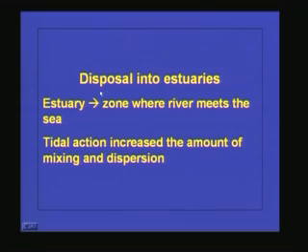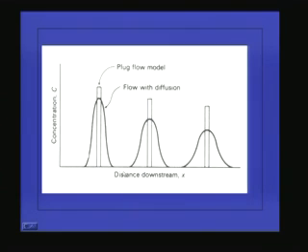Another water body where wastewater is usually disposed is estuaries. An estuary is the zone where the river meets the sea, and because of the tidal action, increased dispersion will take place. Because of the dispersion, there will be dilution of the wastewater, or dilution of the pollutant. So we can see the concentration against distance in the downstream.